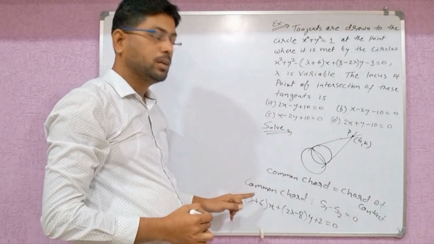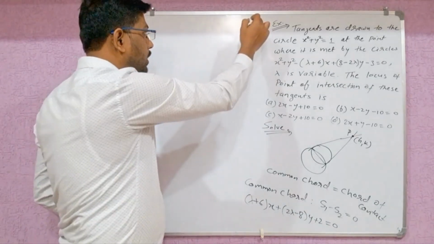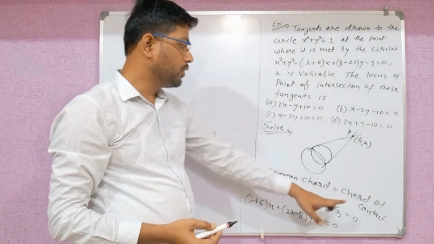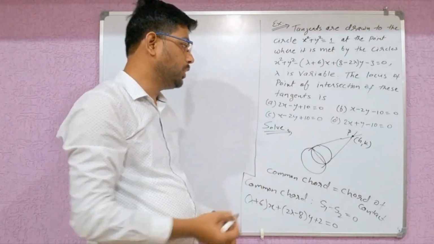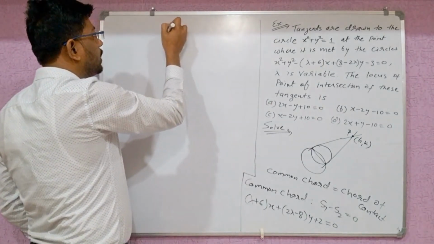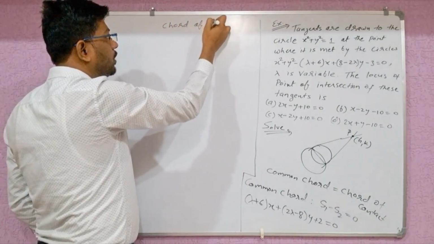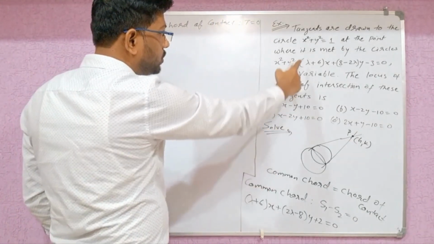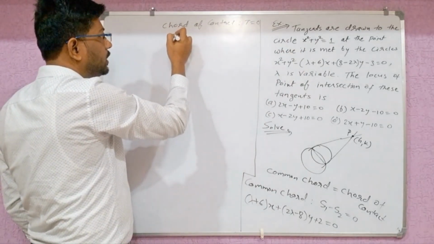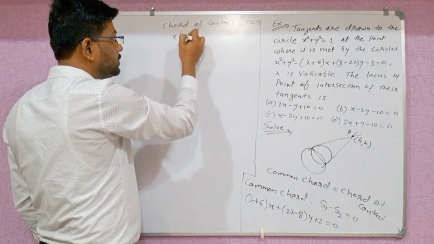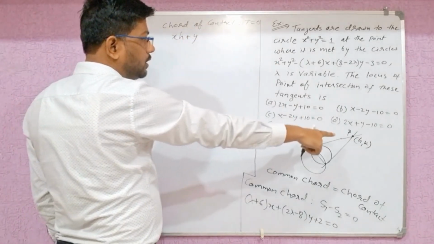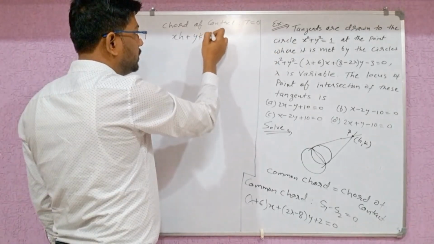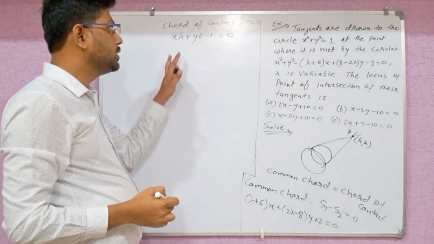This is the equation of the common chord that I have got. Now I will find the chord of contact. I know the chord of contact is T equal to 0 corresponding to this point. So for this circle, T will be x1, that is x, times h, plus y times y1, where y1 is k, minus 1 is equal to 0. This is the chord of contact.